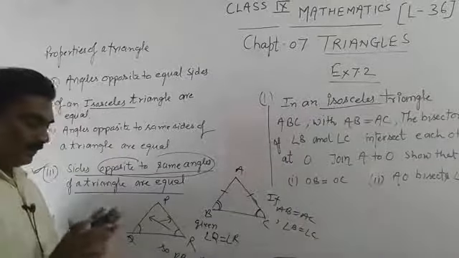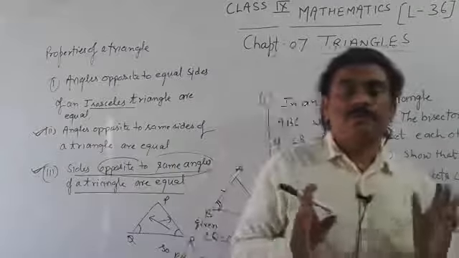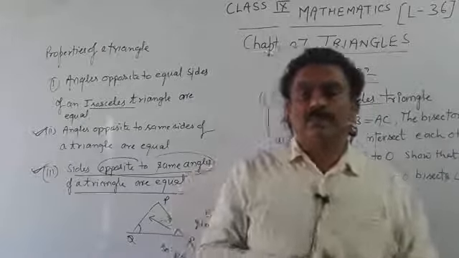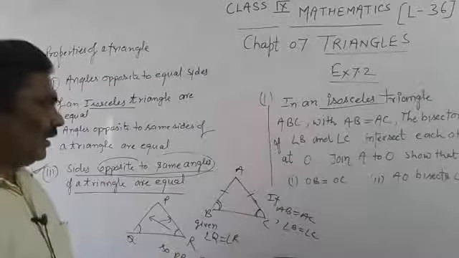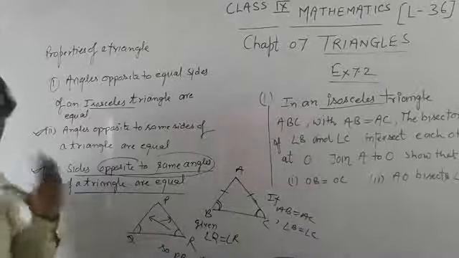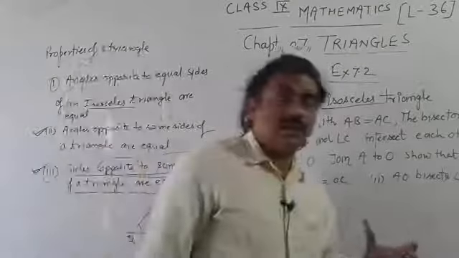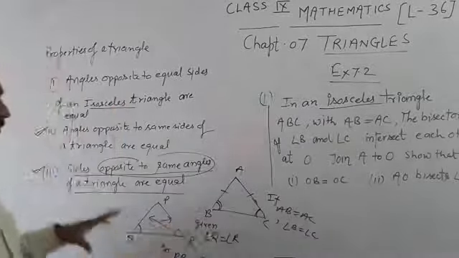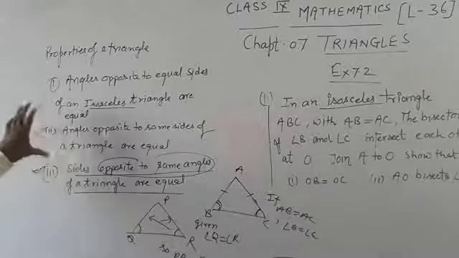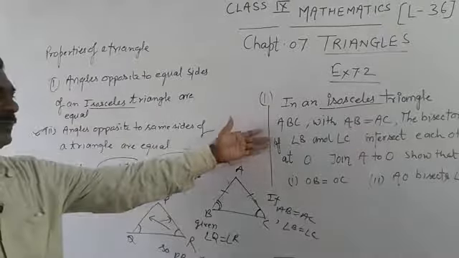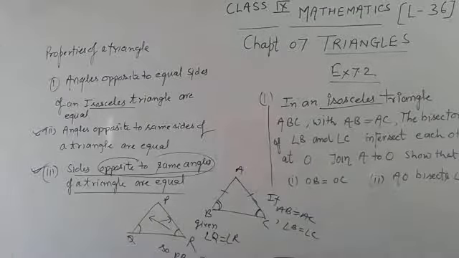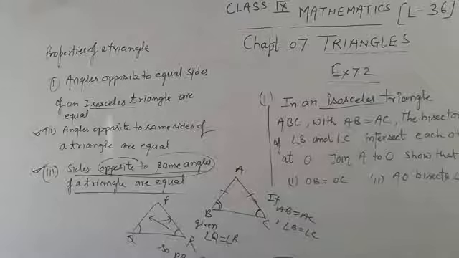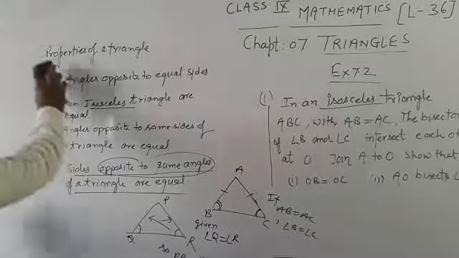Always remember the property: if angles are equal in a triangle, then the sides opposite to those angles will be equal. And another property: if sides are equal, then the angles opposite to those sides are also equal. So only two properties are the key properties of triangles, and with the help of these properties we will try to solve these questions. So students, write these properties. Okay students, I think you have written.